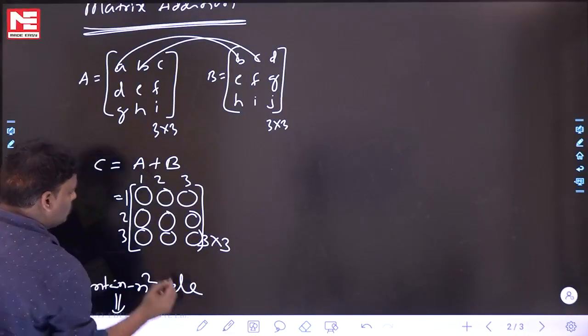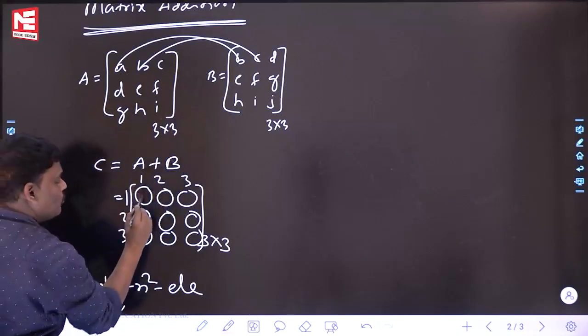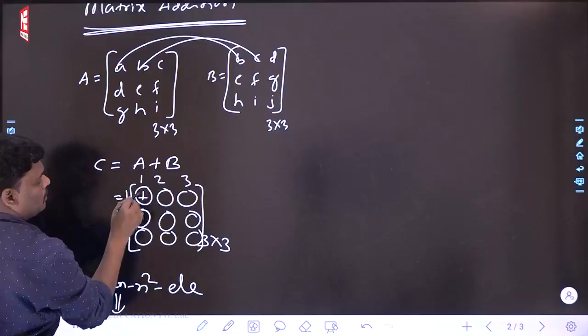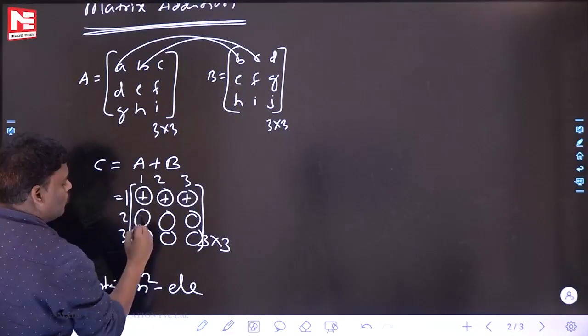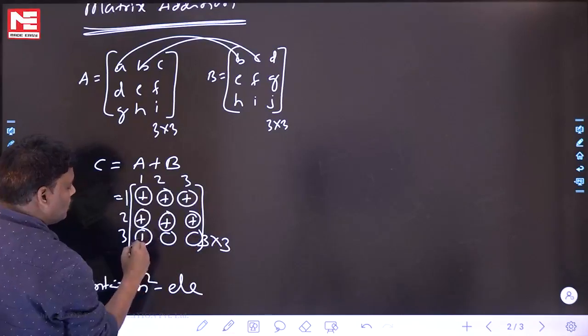Right? I am deleting now. Now see this one. If you add both the first elements, you will get the first element. If you add both the second elements, you will get the second element. Like that. So for every element, one addition is required.